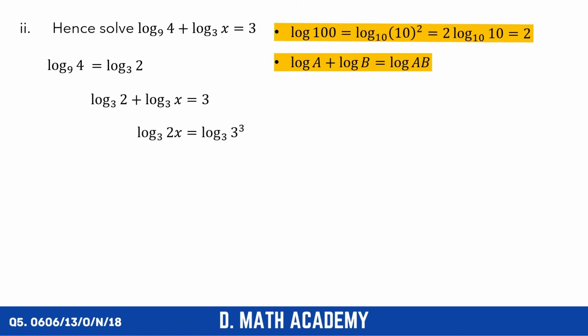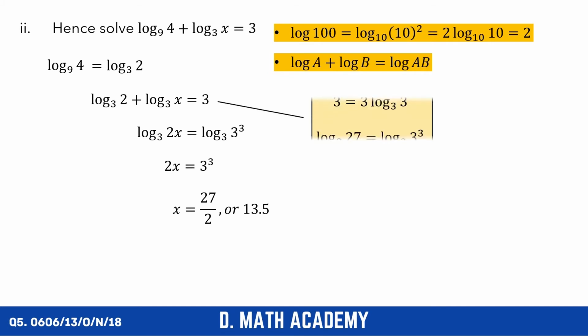Why did I write it as log with a base of 3 and the results of 3 to the power of 3? Now that both sides have log with a base of 3, we can cancel them off and copy down whatever value the result is showing you. So we have 2x equals to 3 to the power of 3 now. 3 to the power of 3 can be written as 27. So I divide it by 2 and you will get your final results as 13.5. And that's pretty much it for the first example.